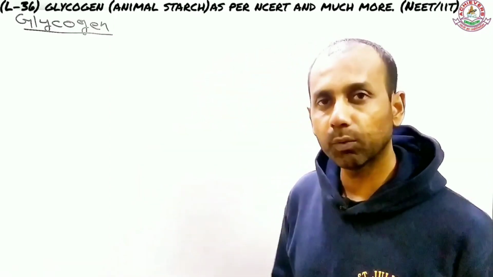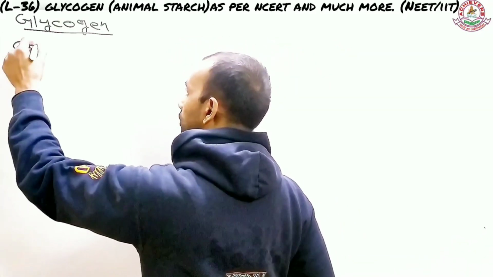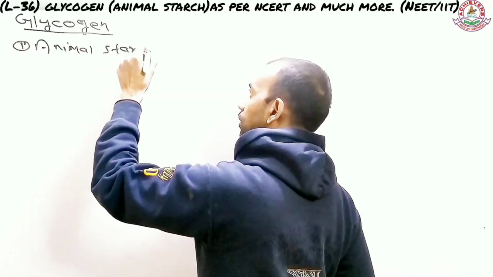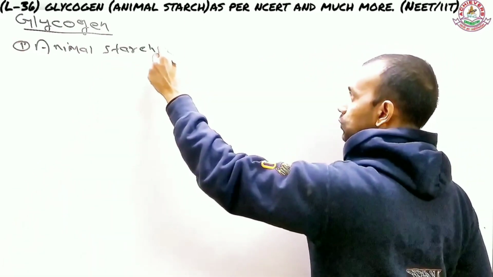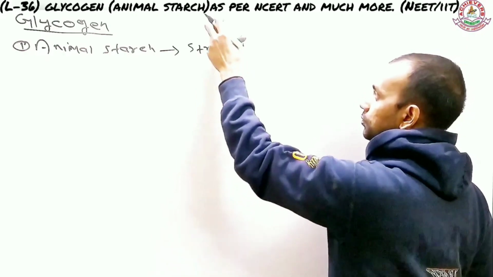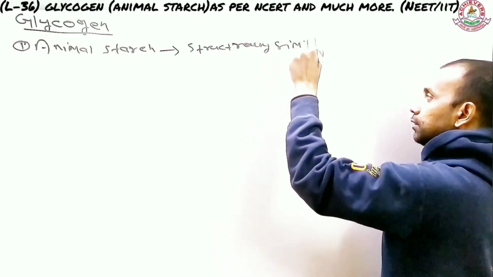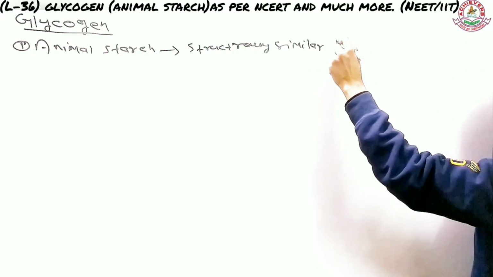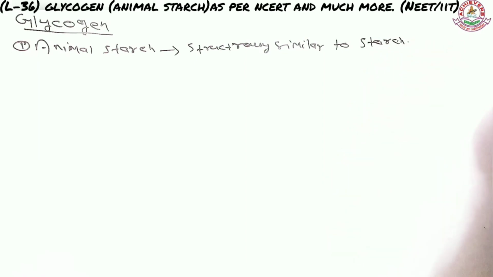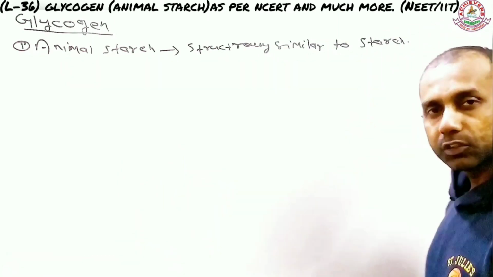So let me write them one by one so that you can also make a copy of that. Like I said, the first thing about glycogen is that it's called animal starch. In case you need to make a copy, you can write: structurally similar to starch. So that's the reason glycogen is also called animal starch. Why? Because it has a structural similarity with the starch produced by the plant.